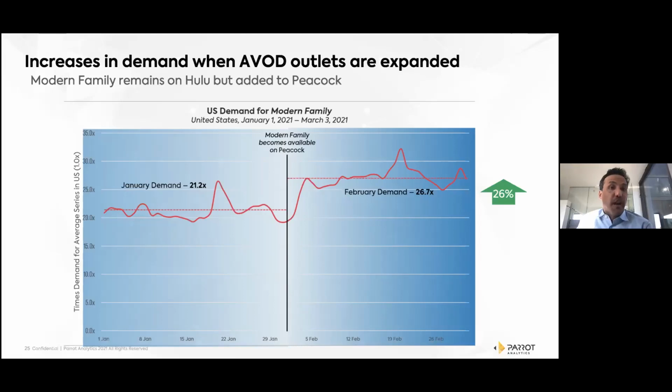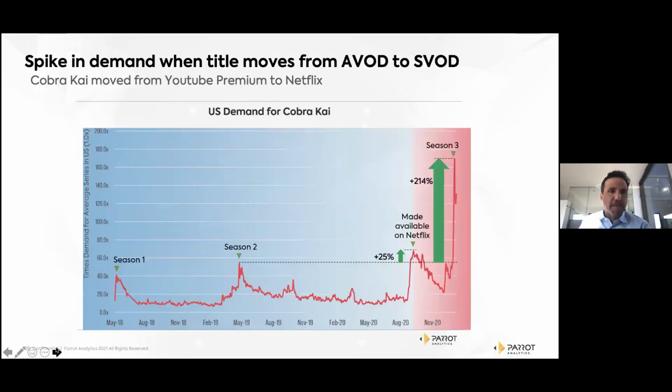And then the next one and the last one I want to cover is what happens if we go the opposite way, right? If we go from an AVOD to SVOD. And in this case, we have the example of Cobra Kai. So in the case of Cobra Kai, it actually shifted from YouTube Premium to Netflix.